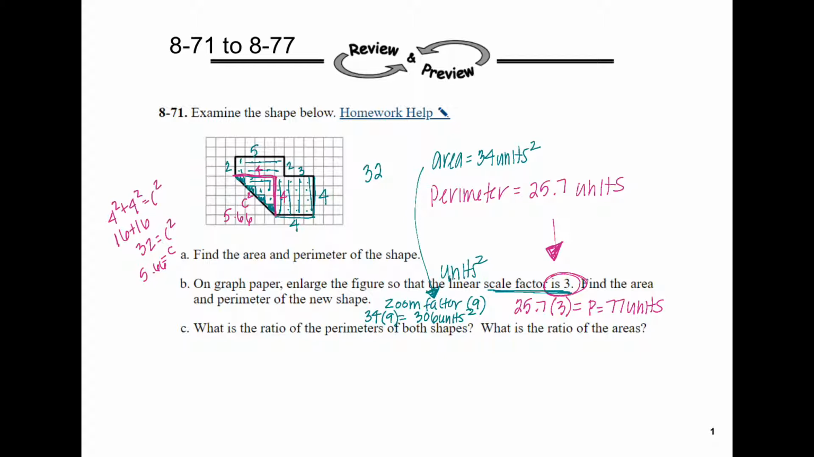What is the ratio of our perimeters of both shapes, and what is the ratio of our areas? So if we take our perimeter and create a ratio, 77 over 25.7, we get a ratio of approximately 3. And when we take the area of our larger, which is 306, to the area of our smaller, which was 34, we get a ratio of approximately 9.